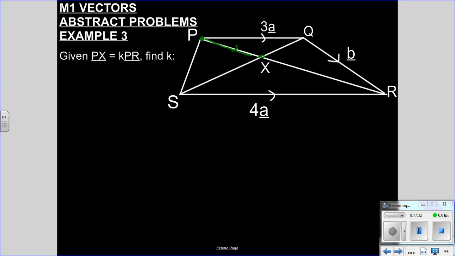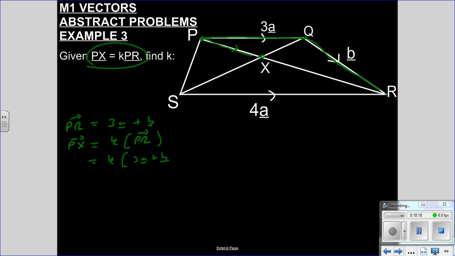Let's think about it. Again, pause the tape if you want to do it yourself, but this is definitely a good one to talk about. So P to R. How do we get from P to R? P to R is, we know, P to Q, so that's 3A, plus B. That gets me to R, doesn't it? And we know that P to X from here is a fraction of P to R. So this is K lots of 3A plus B. That's helpful, isn't it? Now, what else do we know?